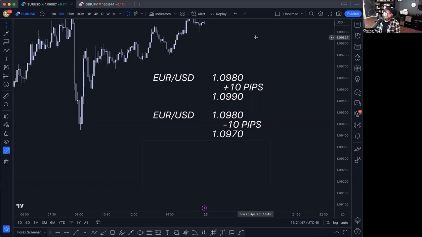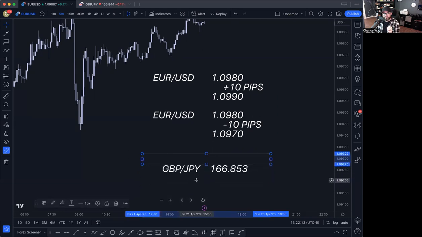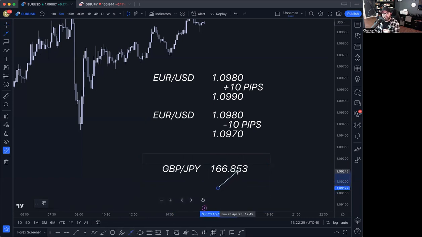So there are exceptions to that. When you're dealing with pairs that are Japanese yen specific, you're going to see that the price quoted is either 2 or 3 decimal places. Japanese yen pairs are different, and the pip is going to be found on the 2nd decimal place. Here's an example of the Great British Pound to Japanese yen. Price is 166.853. The pip is going to be found on the 2nd decimal place, the 5.